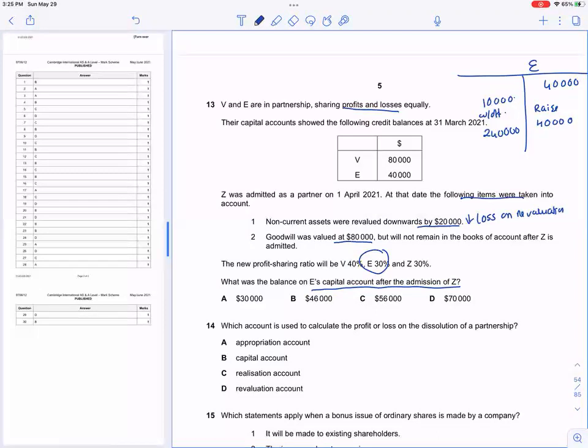What is the balance after Z admission? So 80,000 here, 80,000 here, minus 34,000. 64. 46,000. B, what is it? Oh, got it. What I did was, I debited 60,000.